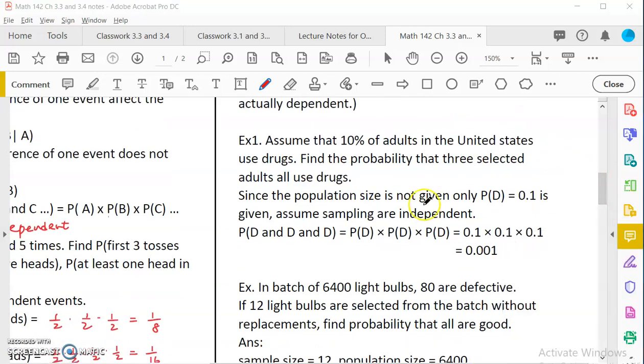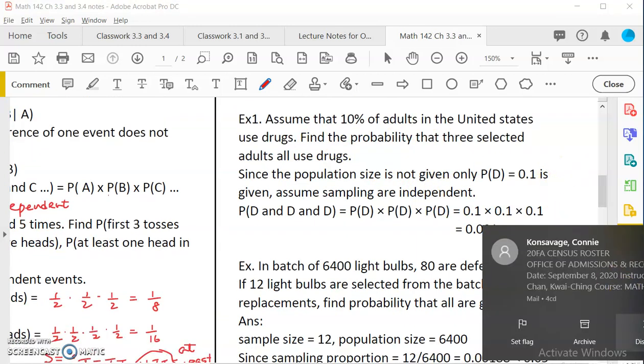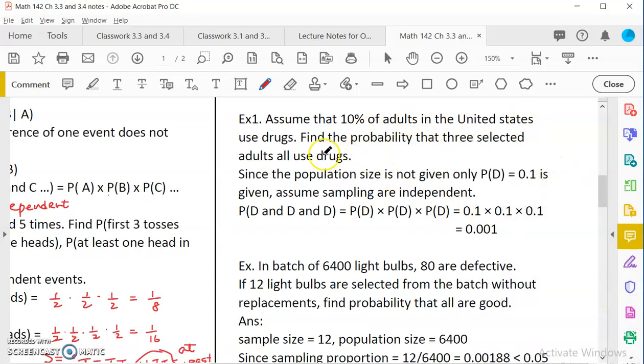So let's do an example. Suppose 10% of adults in the United States use drugs. Find the probability that 3 selected adults use drugs. In 3.3 and 3.4, we're always looking at the probability of selecting multiples, right? So they have this category: they use drugs. Because we don't even know how many adults we're talking about, they say 10% use drugs. So if you're selecting one, the probability that one uses drugs is just that percentage. The probability of one using drugs is 0.1.